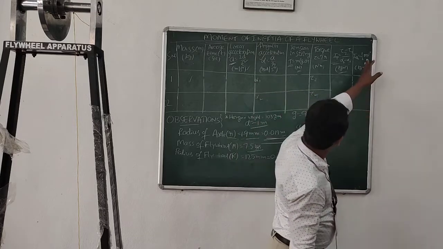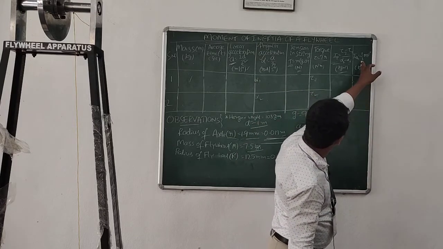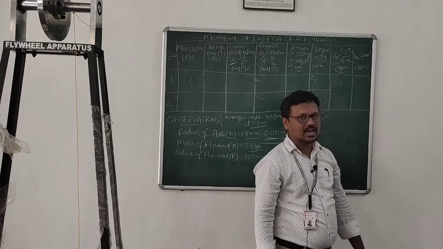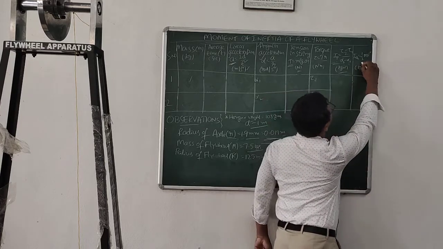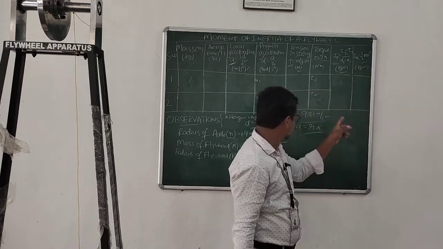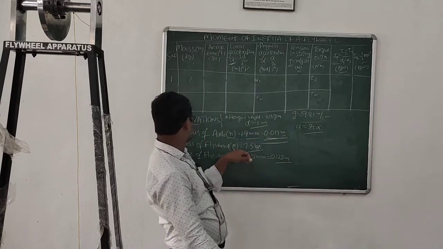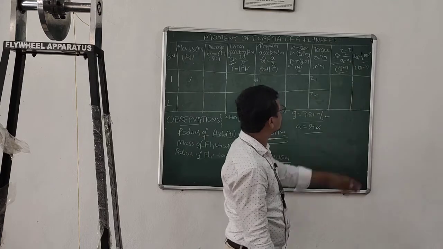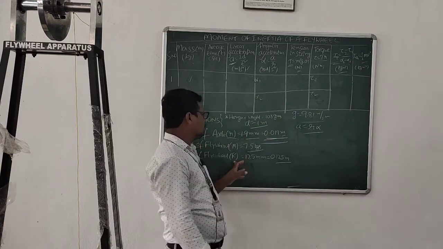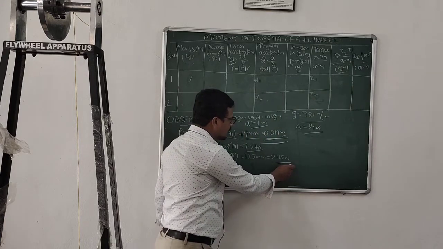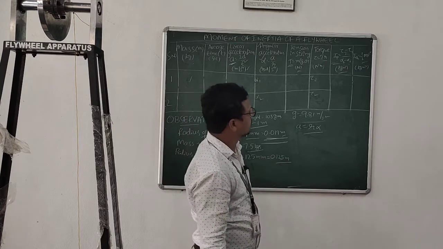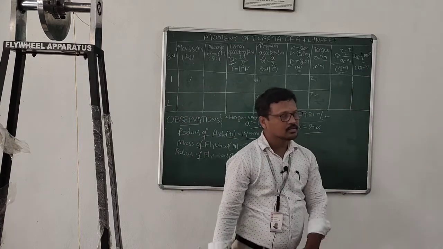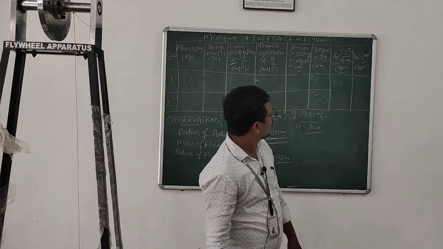So the final value is the theoretical mass moment of inertia. The formula is half M R square. Here M is capital M, which we already know is the mass of the flywheel, that is 1.5 kgs. Capital R is the radius of the flywheel, that is 125 mm. Convert into meters, that is 0.125 meters. Substitute there, we get the theoretical mass moment of inertia.